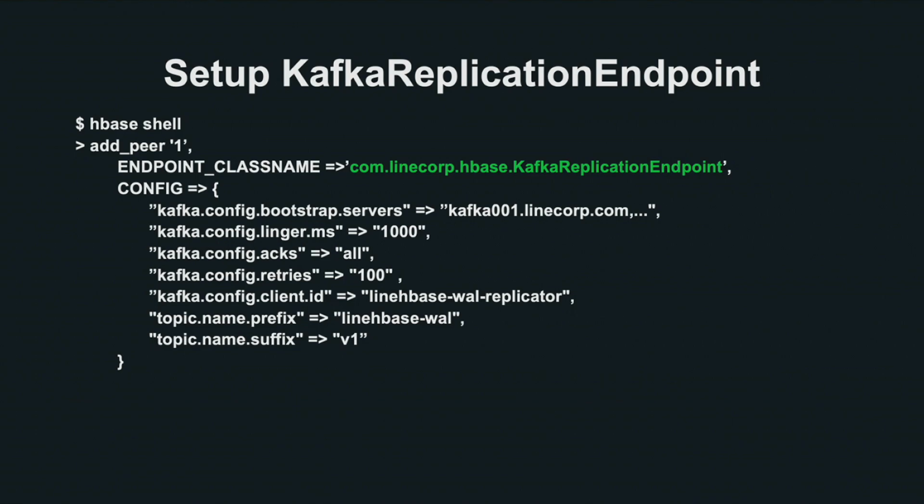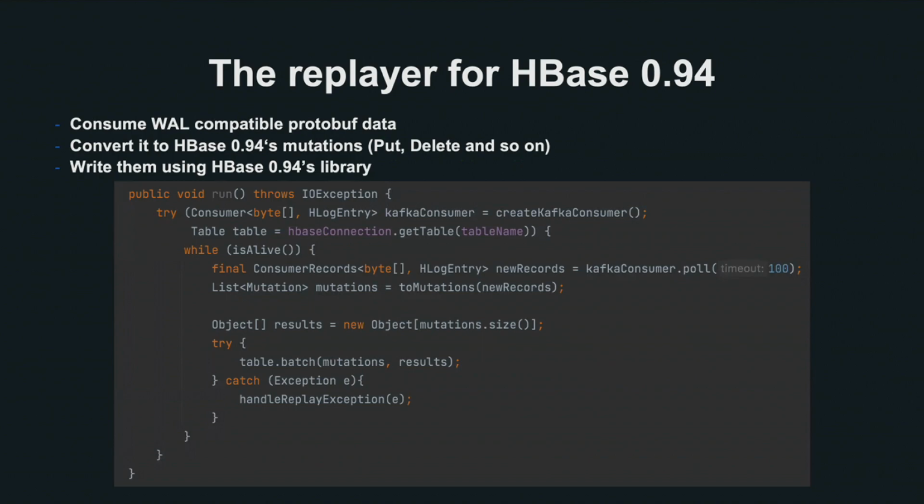The class name of the Kafka replication endpoint that was defined earlier is specified, along with Kafka connection information and client information, and the prefix and the suffix of the topic name. The replayer that sends data to the HBase 0.94 cluster consumes WAL data from Kafka and transforms that WAL entry into a 0.94 mutation. And by using the 0.94 library, it writes to the specified cluster.